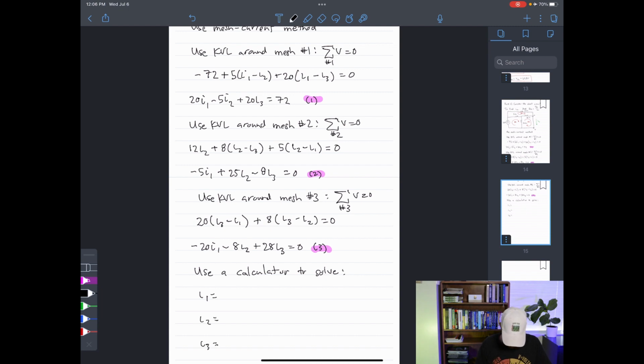So I have 20 I1 minus 5 I2 plus 20 I3, that's equal to 72. I then have minus 5 I1 plus 25 I2 minus 8 I3, and that's equal to 0. And then the last equation is minus 20 I1 minus 8 I2 plus 28 I3, and that's equal to 0.